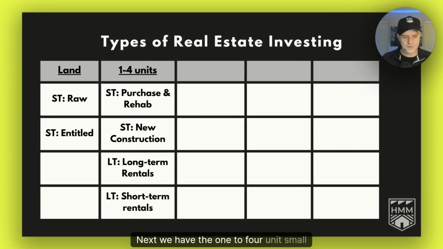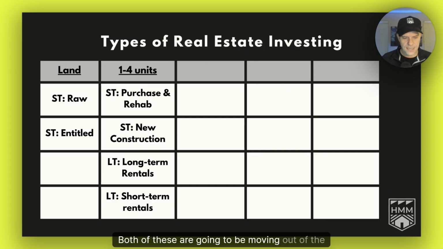Next, we have the 1 to 4 unit small residential structures. These are going to be short-term in nature for a purchase and rehab type or a new construction type. The difference is, of course, the short-term purchase and rehab is on an existing structure that is run down, distressed, less than optimally performing, whatever reason. It's not in great condition and doesn't have great value, so it's purchased and renovated to bring it up to speed. Short-term new construction is obviously just the construction of a new building on the land.